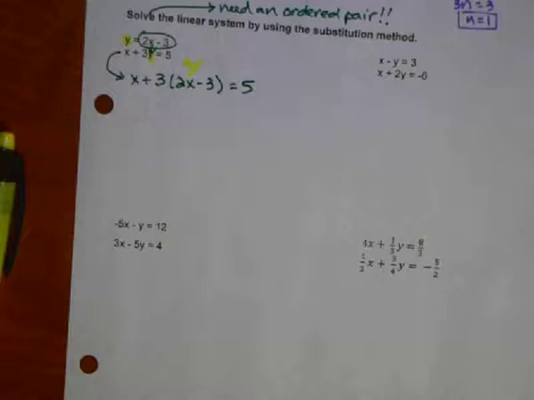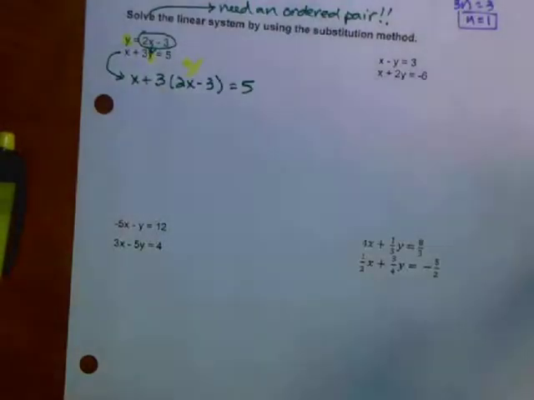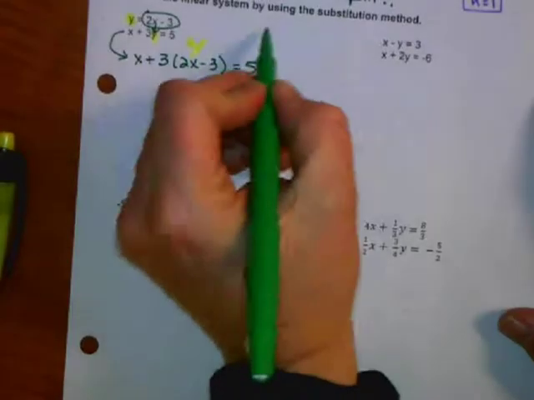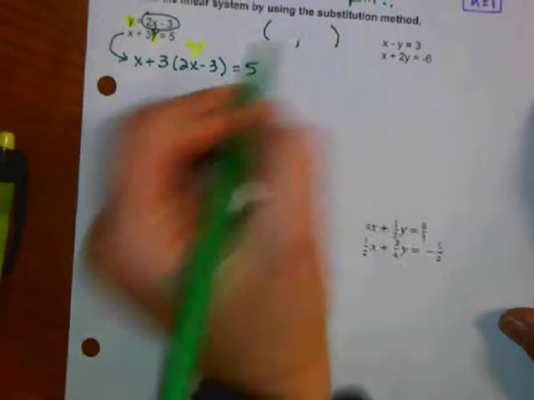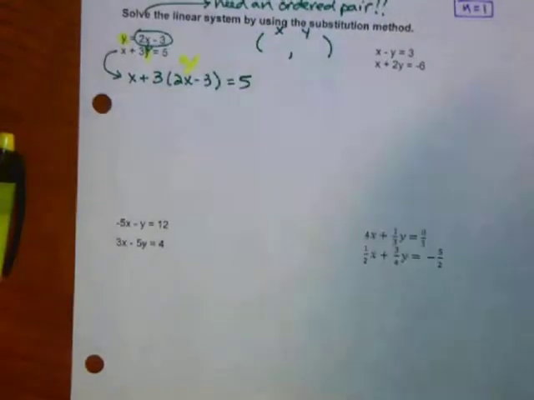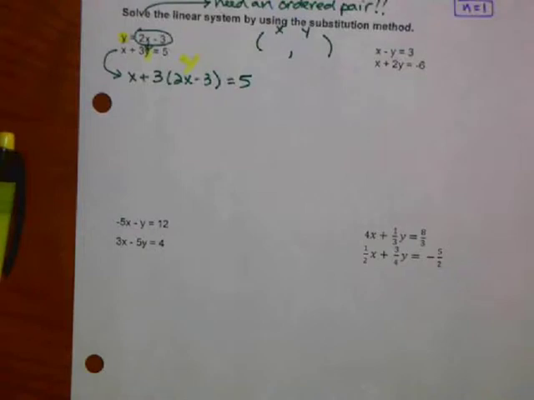Now, remember, this is something I always forget to do, but I want you to start with. If you're looking for an ordered pair, you should write down right away an empty ordered pair and know that you've got to fill that in for your answer. That's what you need. So write down an empty ordered pair. Right here.